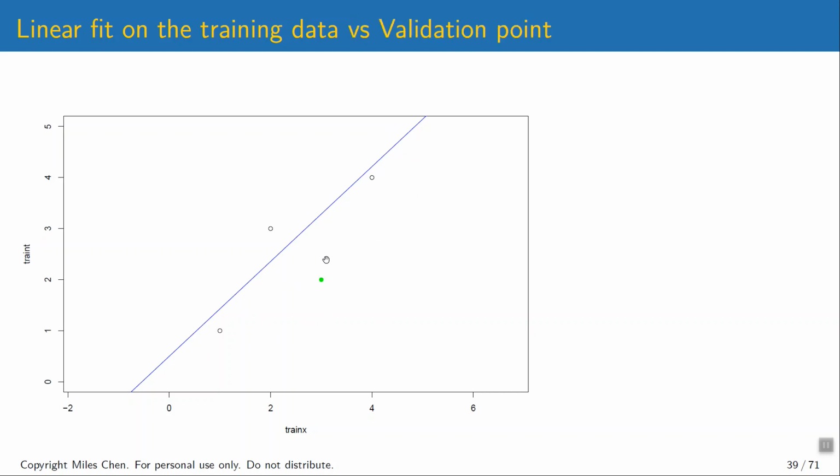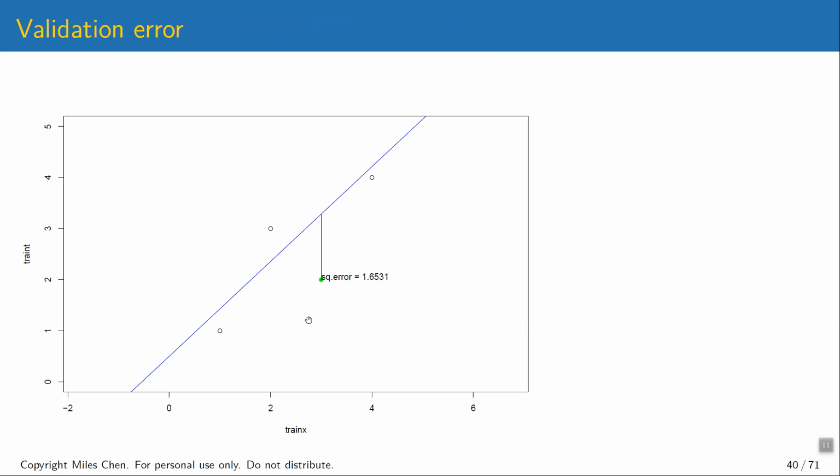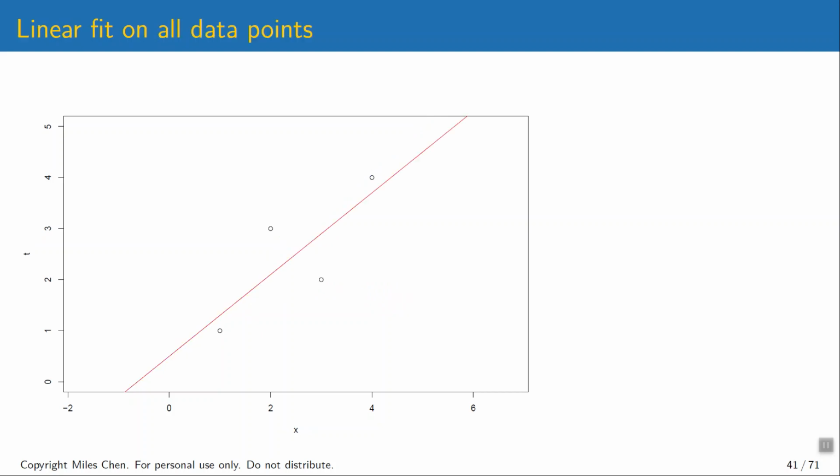Okay, we add the validation point back in, and we say, how well does this model that was fit on the other 3 predict this? Okay, and we get a squared error of 1.65. Okay, and then we'll add that to our total squared error. We'll go through and we do the same thing.